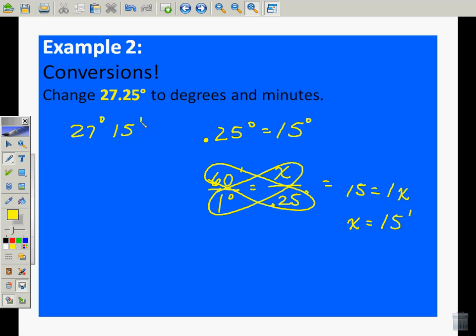Okay? If you see this function on your calculator, DMS, that will also convert degrees, minutes, and seconds.